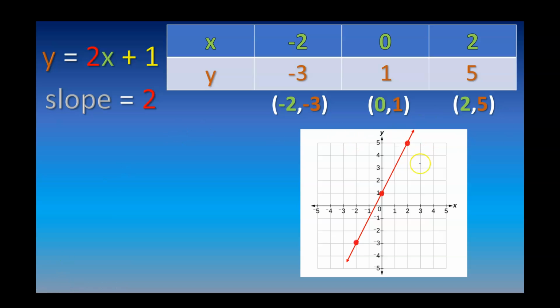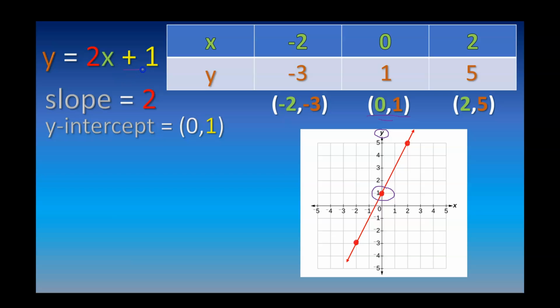Now, let's look at this point. In mathematics, the word intercept means to cross or to make connection with. This point at 0, 1 is where our created line intercepts or crosses the y-axis. Therefore, it is called the y-intercept. And that information is built into the formula as well. The y-intercept is located at 0, positive 1.